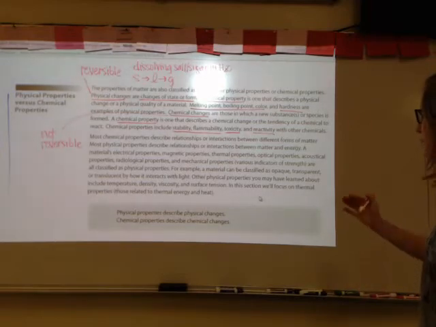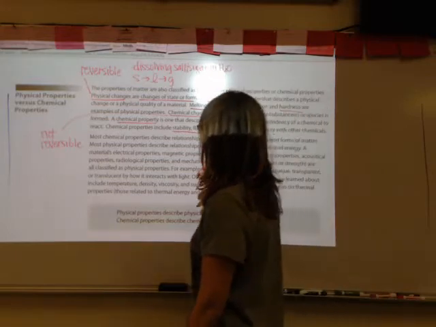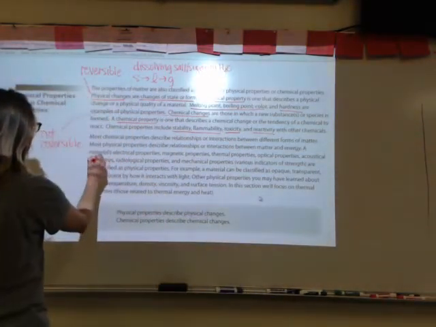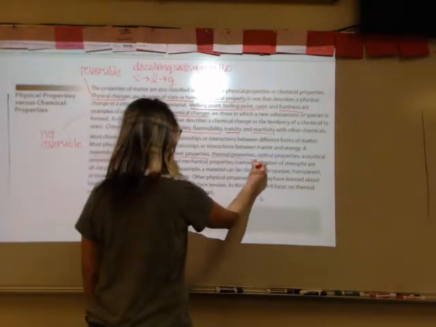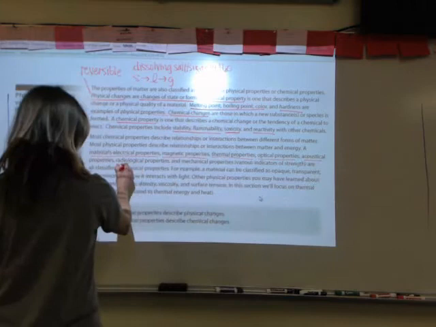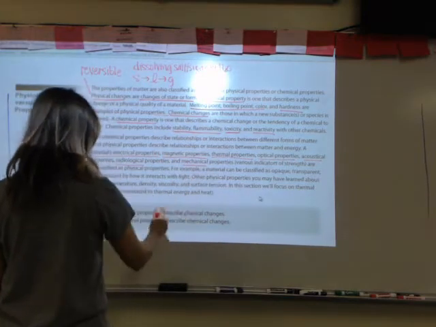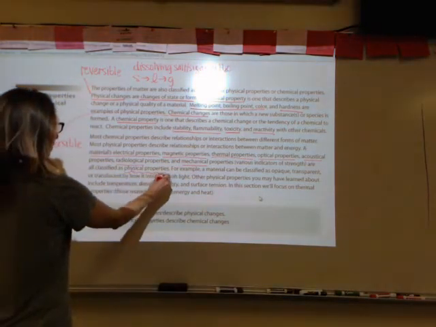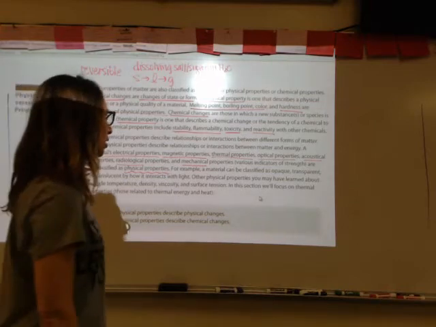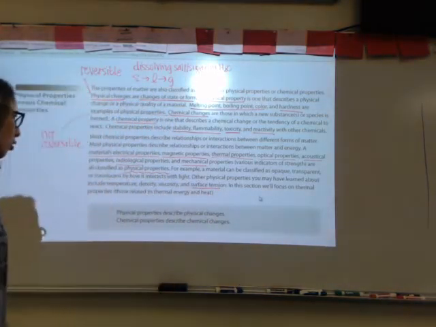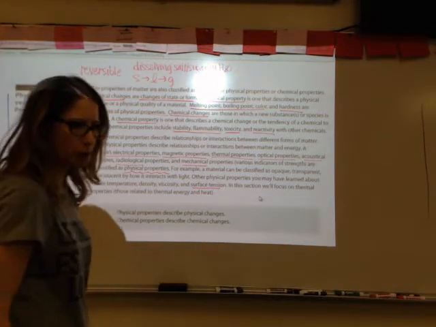There are some properties listed down here that are also considered physical properties. Those would be things like a material's electrical properties, its magnetic properties, thermal, optical, acoustical, radiological, and mechanical. Okay, these are also classified as physical properties. If I'm talking about how a material is opaque, or it's transparent, or it's translucent, then those would also be considered physical properties. Surface tension is also considered a physical property of a substance.